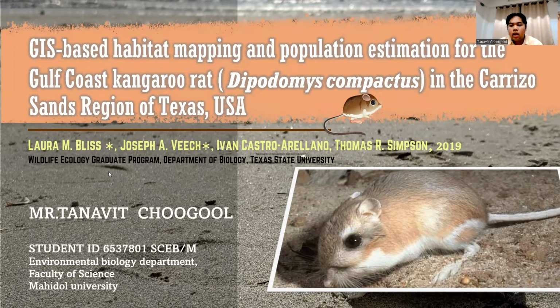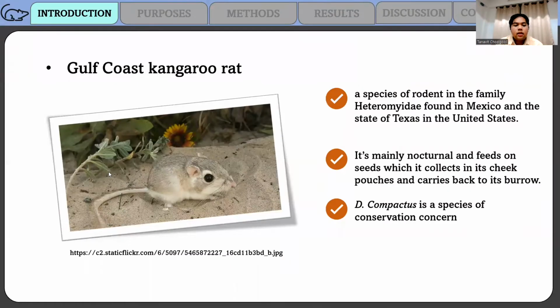For today, I would like to present the seminar on the topic of GIS-based habitat mapping and population estimation for the grooved-toed kangaroo rat, Dipodomys compactus, in the Crystal Sands region of Texas, USA. First, I will tell you shortly about the kangaroo rat.